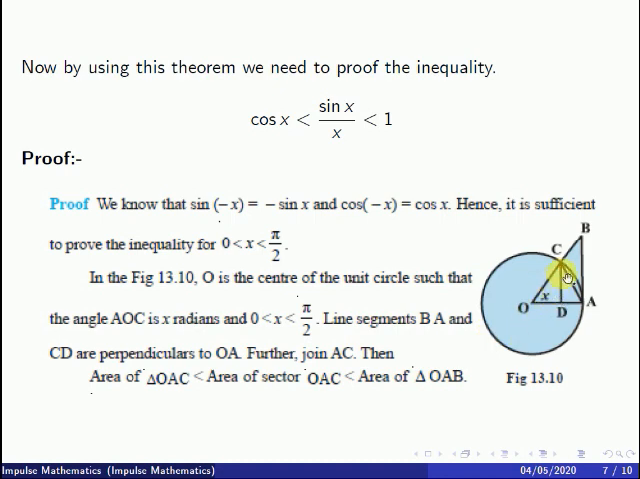So if we take the triangle COA and the sector COA, then the area of this sector COA is greater than the triangle COA. The sector includes this portion as well as the area of the triangle, so it will always be greater than the triangle. And also, if we consider the triangle BOA, then it will always be greater than the sector OAC.